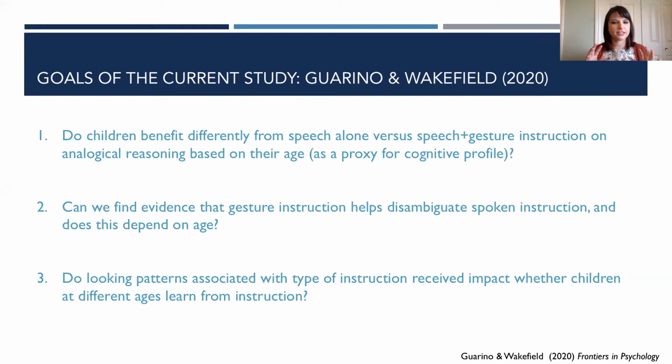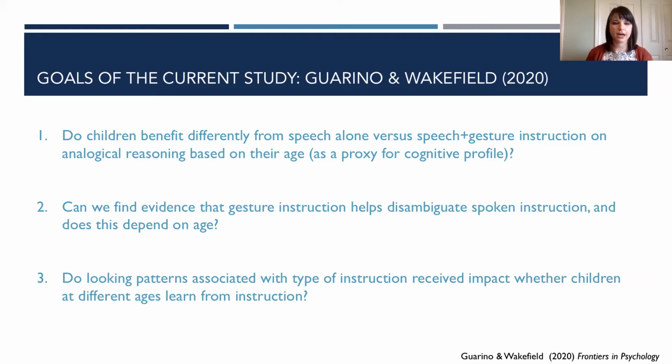Given that previous work has established all these different relations between these relevant cognitive abilities, inhibitory control, working memory, related to age as children develop. And then of course, age has been related to analogical reasoning performance as well. So in other words, we're asking whether the impact of gesture instruction varies depending on children's age and therefore their cognitive profile. Next, we're asking, can we find evidence that gesture instruction helps disambiguate spoken instruction? And again, does this depend on age?